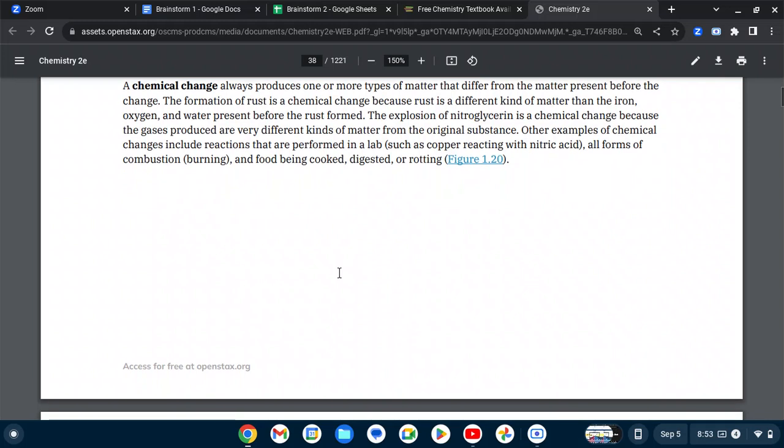A chemical change always produces one or more types of matter that differ from the matter present before the change. The formation of rust is a chemical change because rust is a different kind of matter than the iron, oxygen, and water present before the rust formed. The explosion of nitroglycerin is a chemical change because the gases produced are very different kinds of matter from the original substance. Other examples of chemical changes include reactions that are performed in a lab, all forms of combustion, and food being cooked, digested, or rotting.